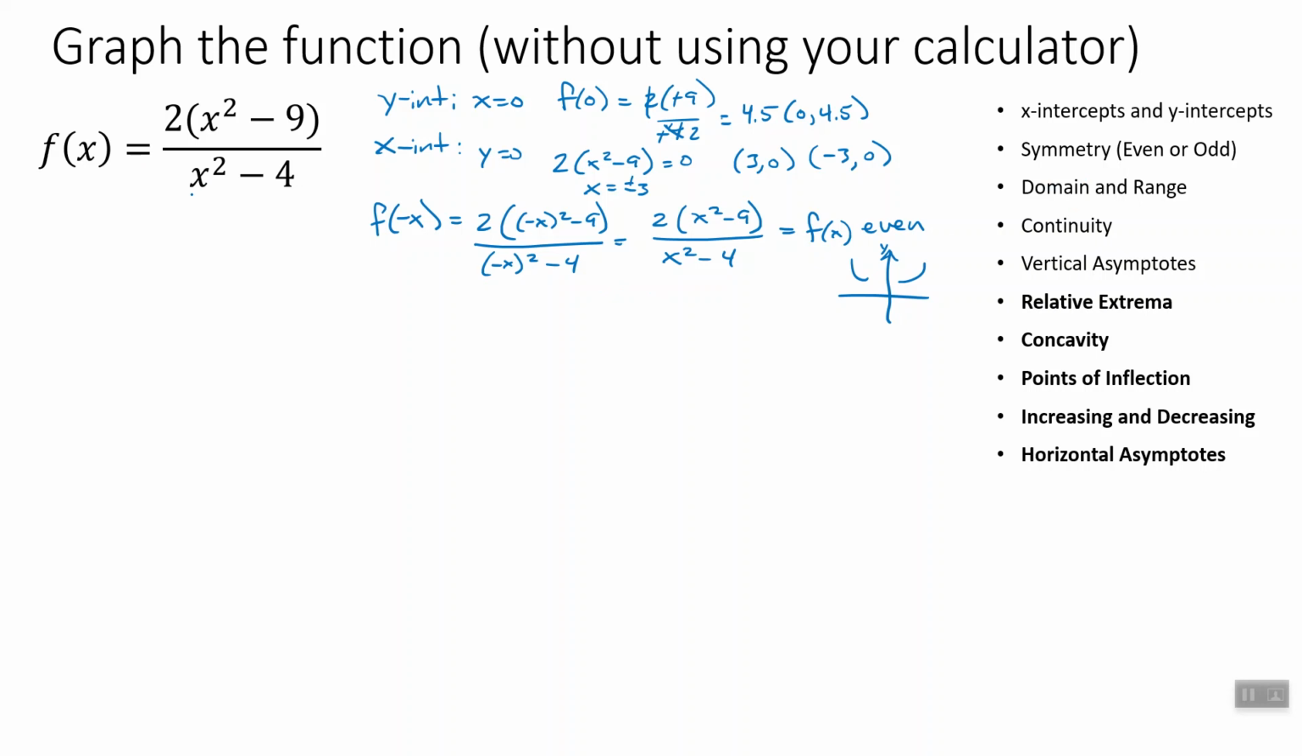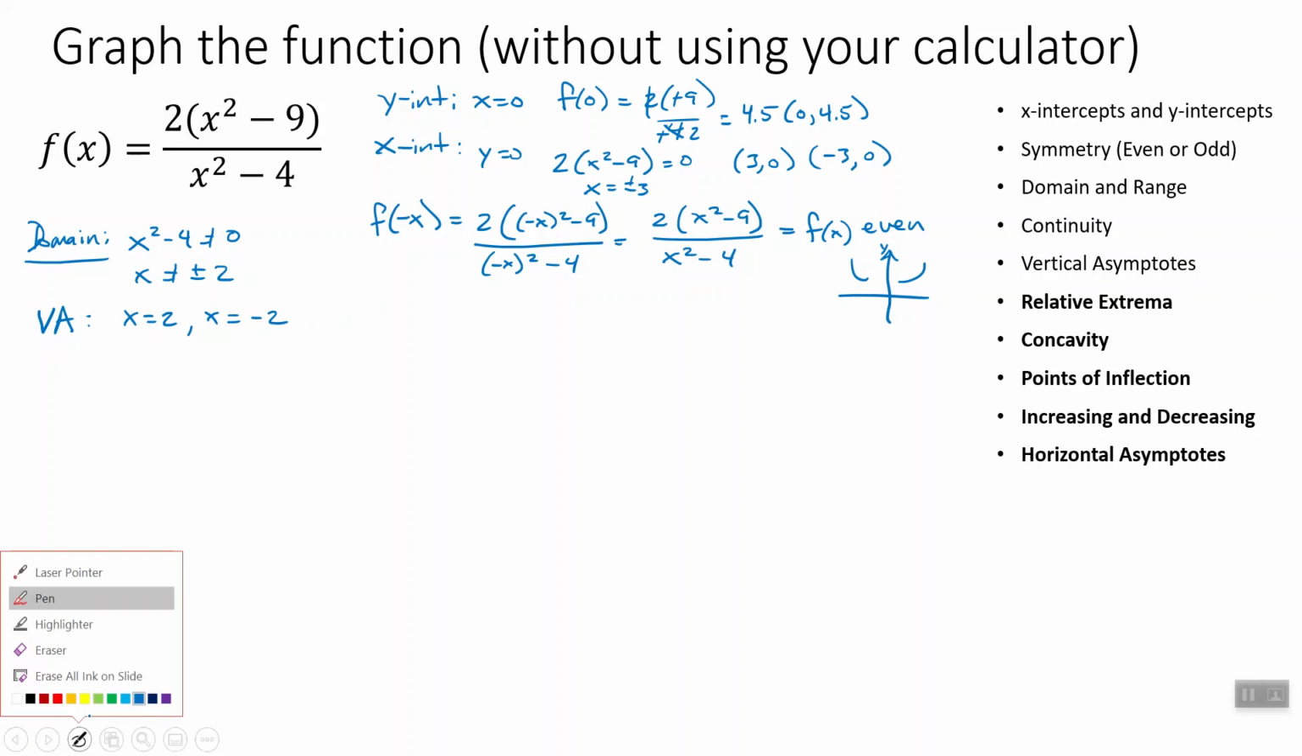Domain, so let's see. The only problem area here is, well, the bottom can't equal 0. So we get x can't equal plus or minus 2. All right, so that's also our continuity issues, and that's also our vertical asymptotes. So we have a vertical asymptote at x equals 2 and x equals negative 2. Notice it's symmetric, so wherever it happens positively, it would also have to happen negatively. So that's what we're getting all from the original function.